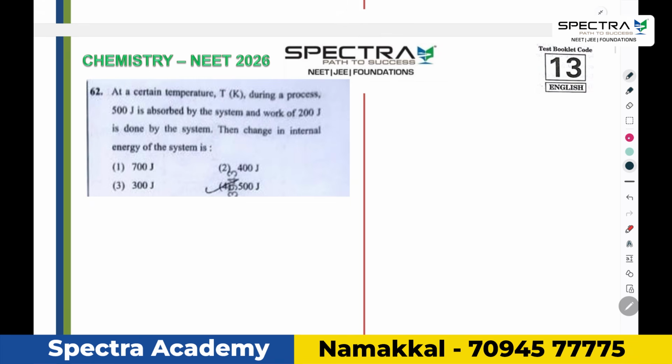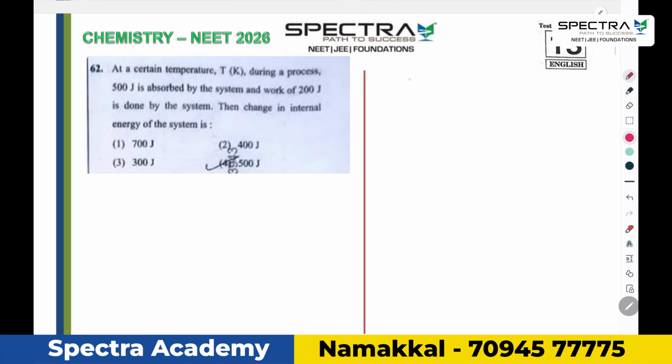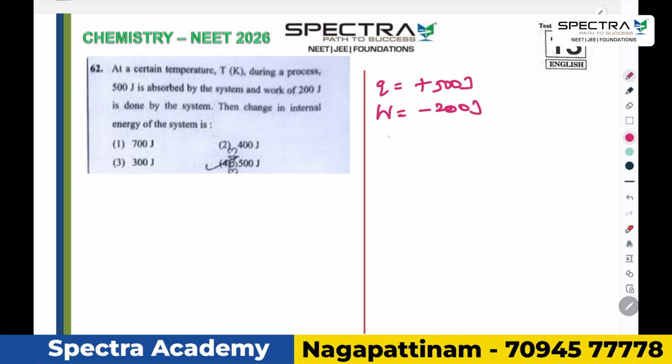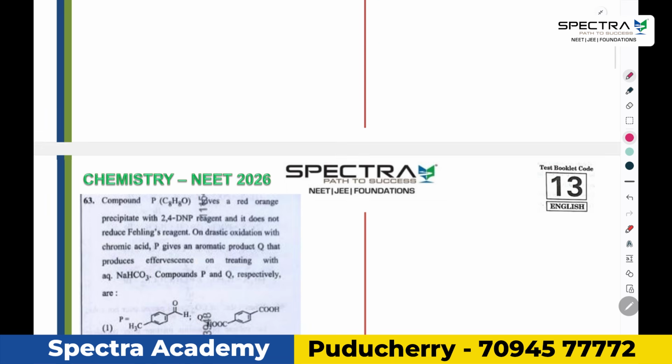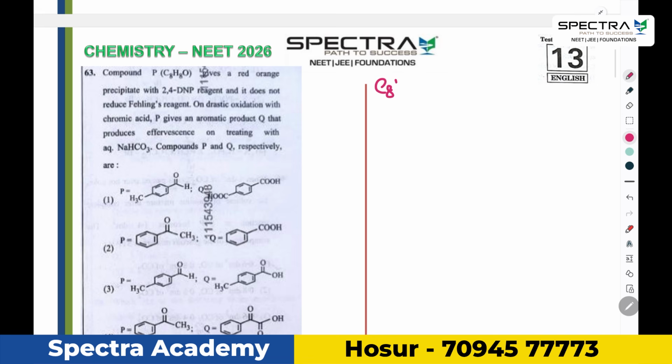Question number 62. At a certain temperature during the process, 500 joule of energy is absorbed. So Q is equal to plus 500. Work done is by the system. So it is minus work. And the change in internal energy delta U is equal to Q plus W. So 500 minus 200. The answer is 300. Option 3.